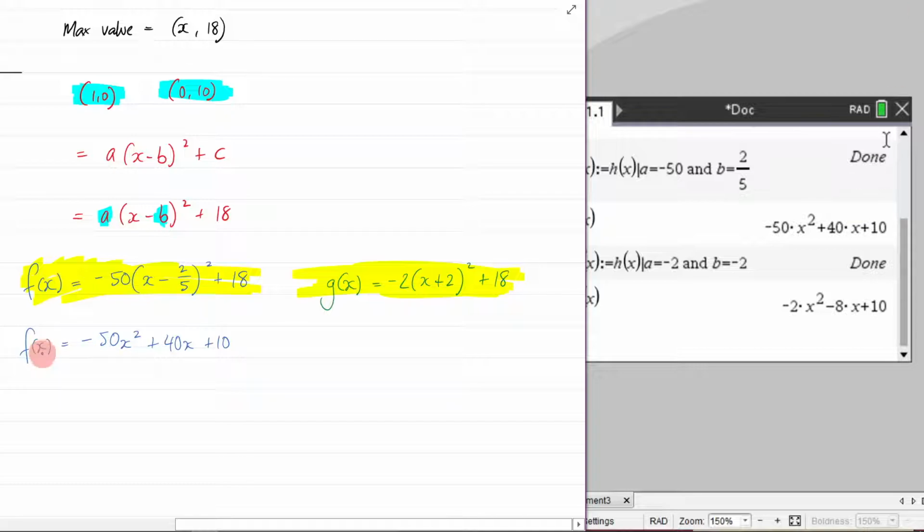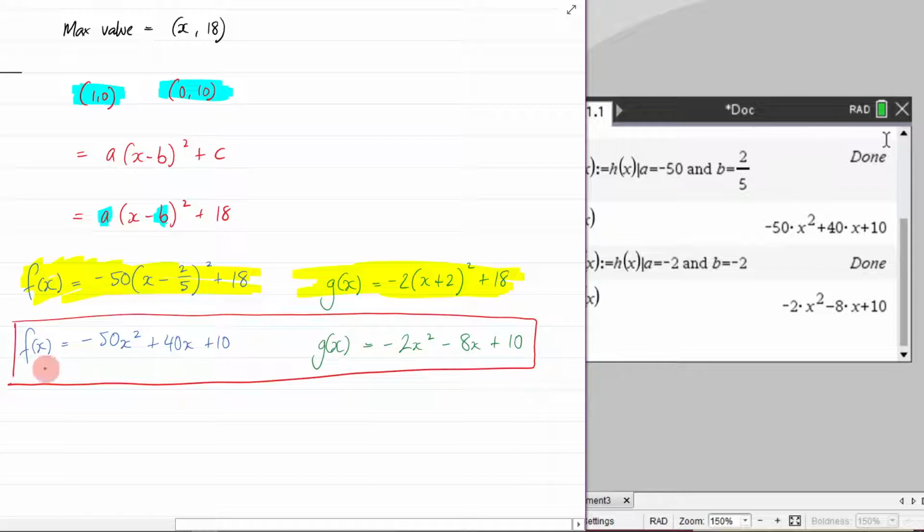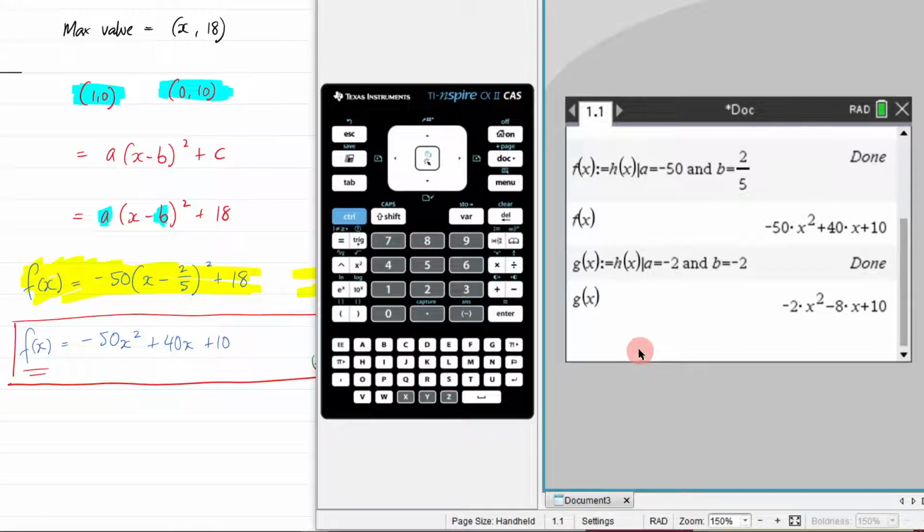It might actually be the other way around. They might have called f of x, g of x, and g of x, f of x. That doesn't matter at all. Negative 2x squared minus 8x plus 10. So I'm pretty sure that's what the back of the book has. The back of the book has written them like that. And again, don't stress if the f of x is the g of x and the g of x is the f of x. That doesn't matter.